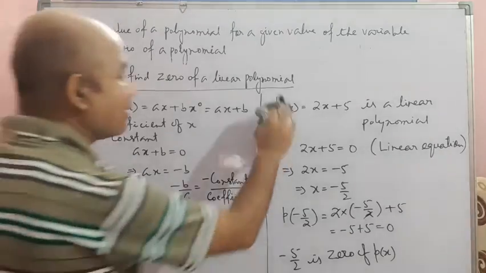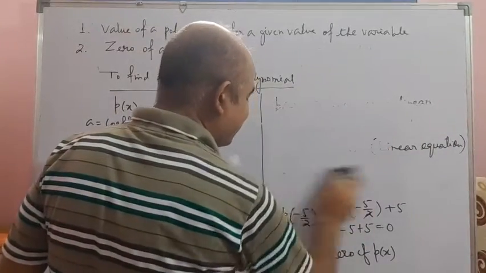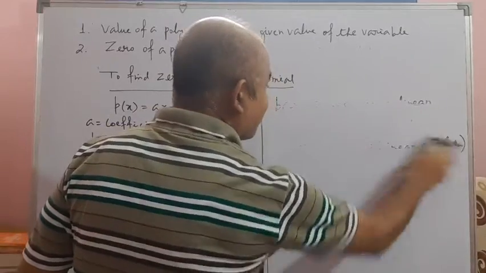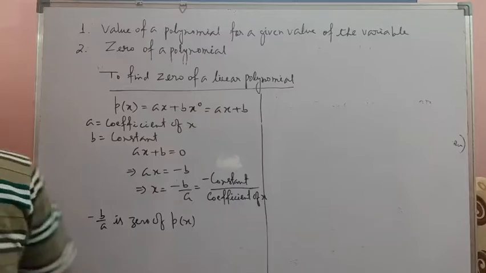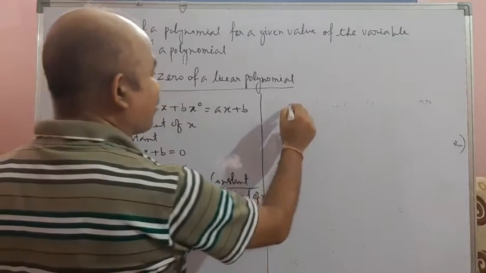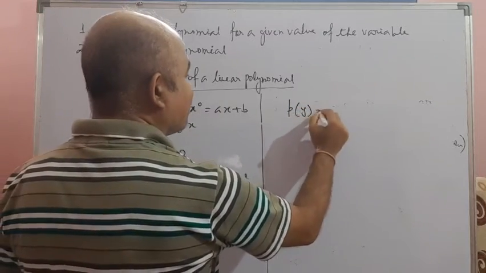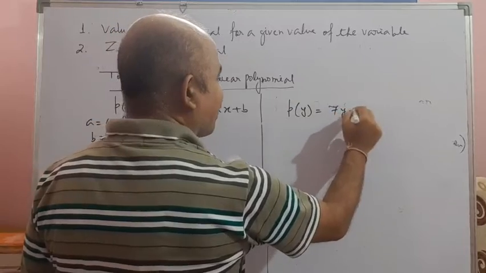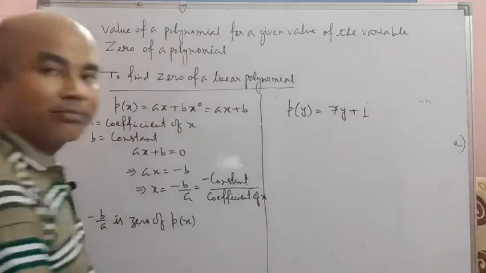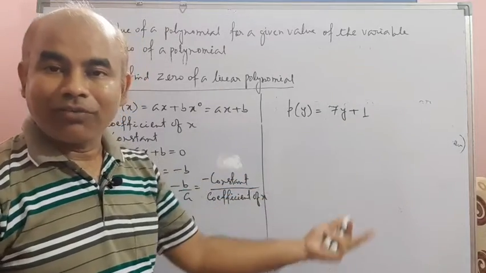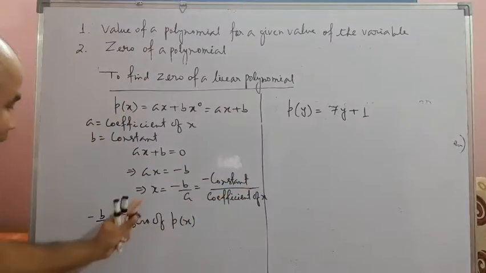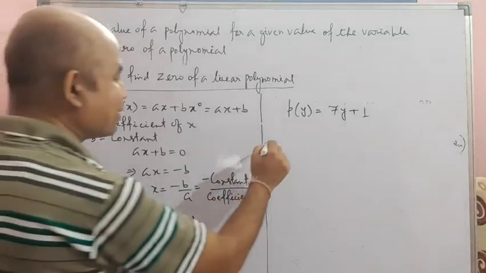Say suppose I want to find the 0 of a linear polynomial. Say p(y) is equal to 7y plus 1. Okay, then one method is you take it equal to 0 and find the value of y. Or if I follow directly this one, then what will be 0?